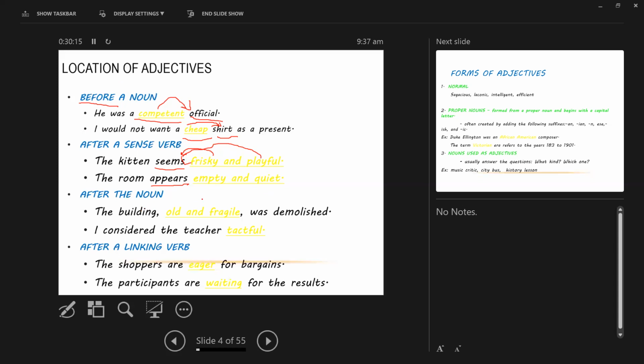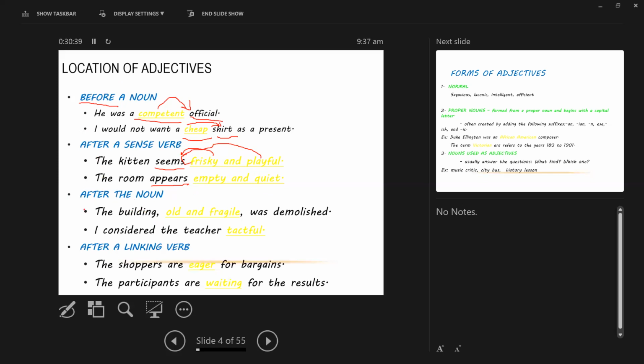All right, do we have any questions about sense verbs? What are the other sense verbs? Looks, tastes. Okay? There you go. So as you can see, after a sense verb, you can find some adjectives. It can be more than one, it can be just one, as many as you want.